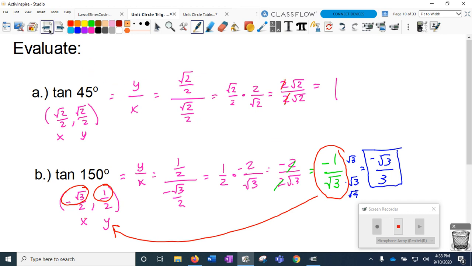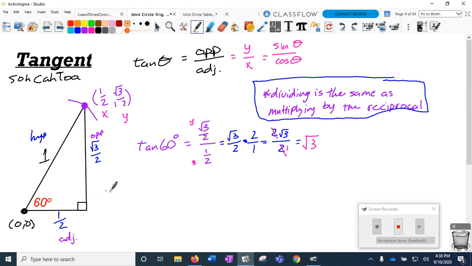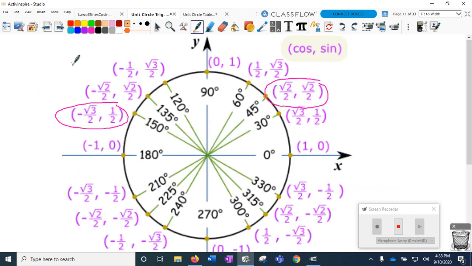Let me back it up to the previous one, the one I started off with. Look what happened to the 2's. They ended up canceling out. So we really only needed numerator over numerator. So when we say that tangent is y over x, the shortcut on our unit circle is to say it's the y numerator over the x numerator. Okay? All right. That's what we're going to end up doing.